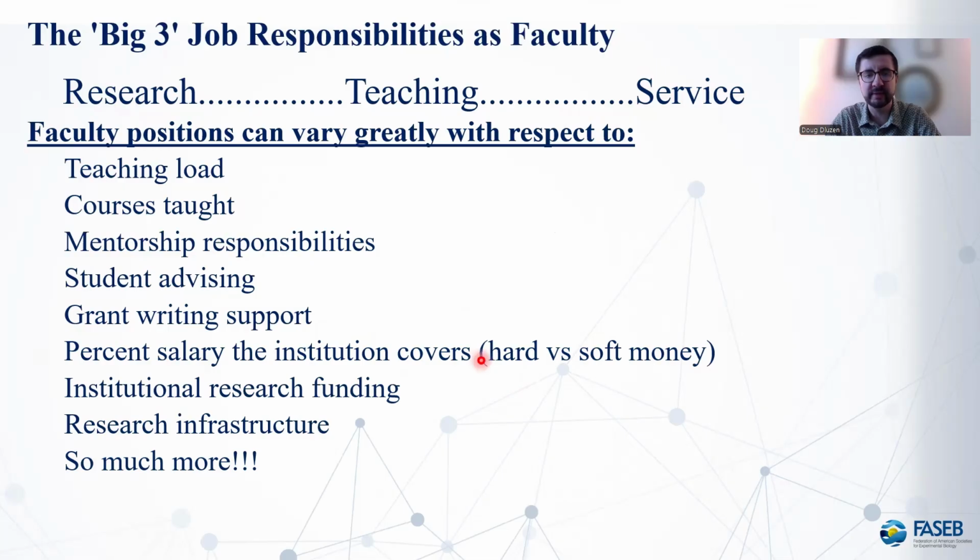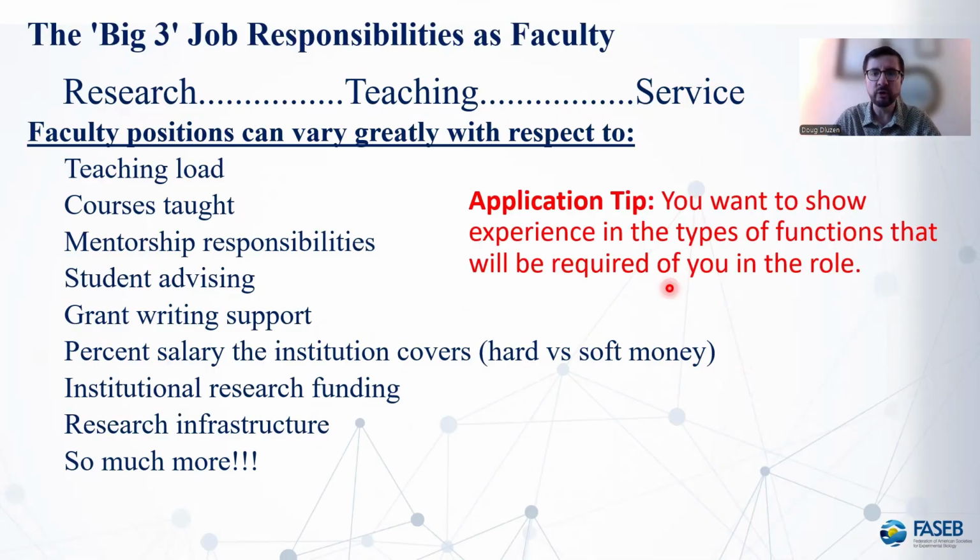So hard money, which is covered by the institution, versus how much you're going to have to generate yourself, or soft money. The types of infrastructure that's there to support you in these three types of responsibilities are going to really vary by school, by position, and oftentimes even within a department. So when you're applying for these roles, let's say you're applying for a faculty position that's predominantly teaching, you're going to want to show your experience in the types of functions that will be required of you in the role. From the perspective of the search committee, they are looking for a colleague and a new addition to strengthen the ranks of their department, but also someone they know can do the job that they need to do.